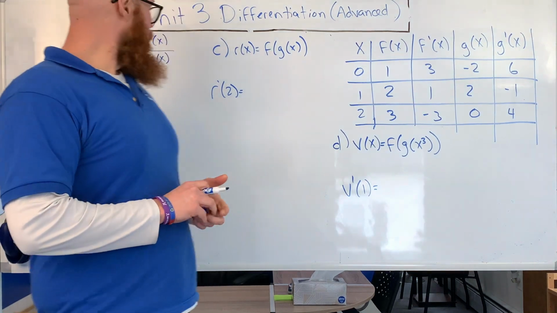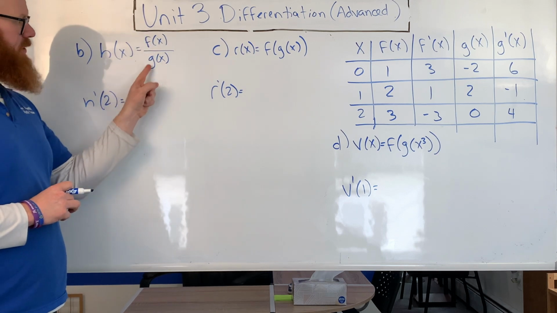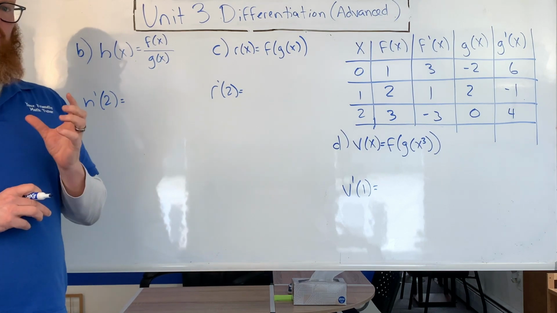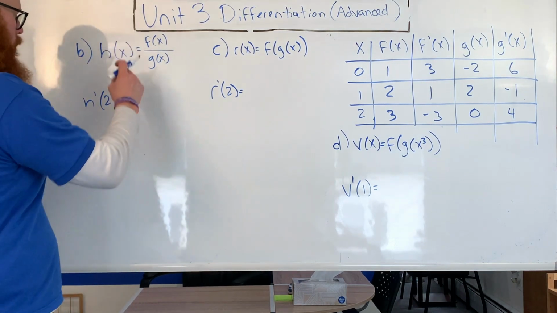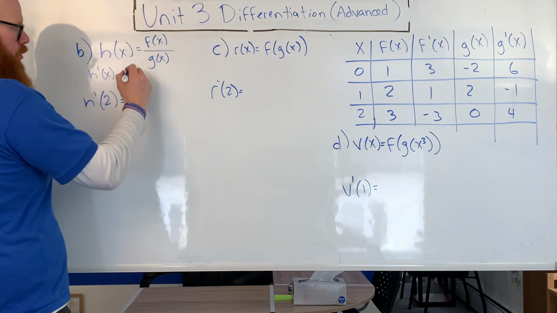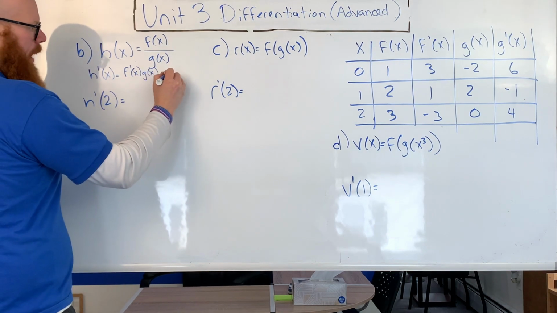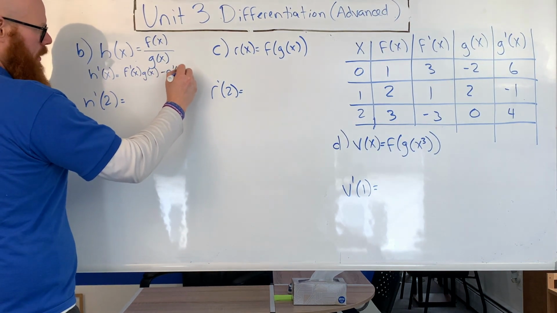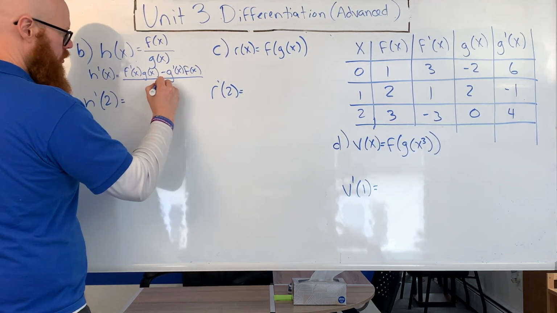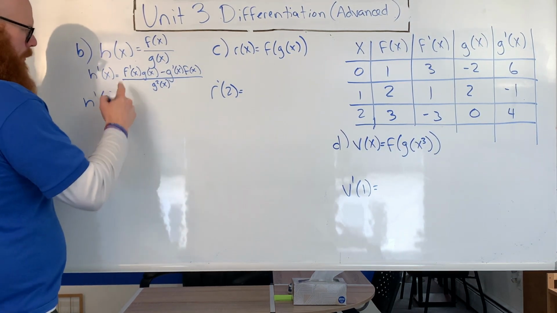All right, so let's take a look at this one. B is defined as h of x is f of x over g of x. So if we want to find the derivative of h, then we have to use the quotient rule because it is a quotient. So if I want to find h prime of x, I'm just going to follow the quotient rule. So derivative of the numerator times the denominator minus derivative of the denominator times the numerator all over the denominator squared. And then I want to plug in 2.